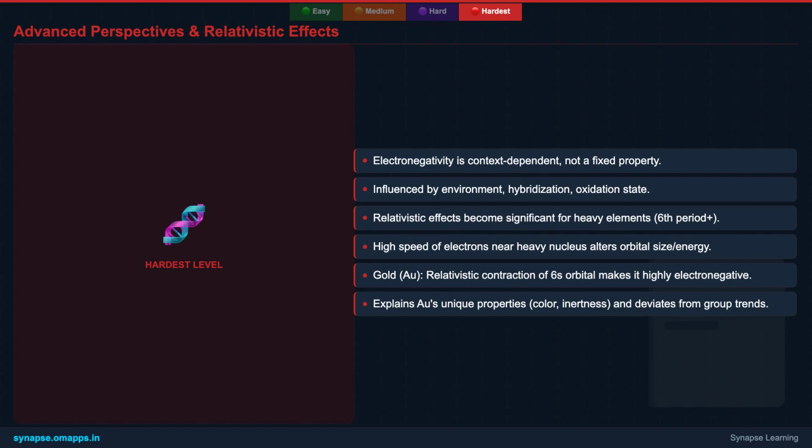Understanding these complex interactions is crucial for predicting the behavior of elements, especially in advanced materials and high-level chemical reactions. This deeper insight moves us beyond basic definitions to a more sophisticated comprehension of atomic properties.